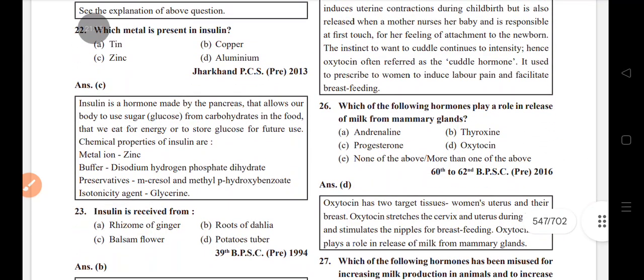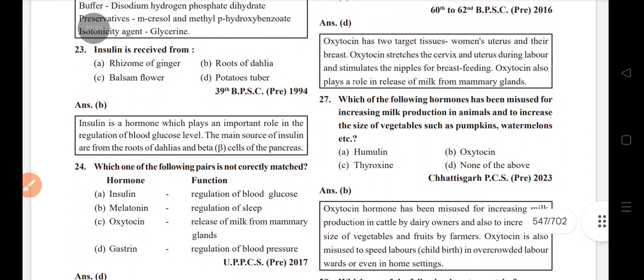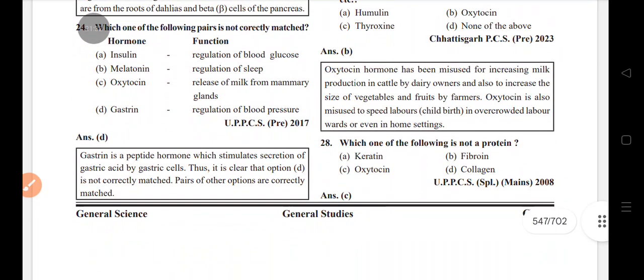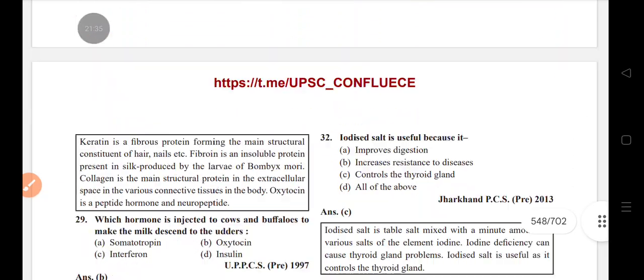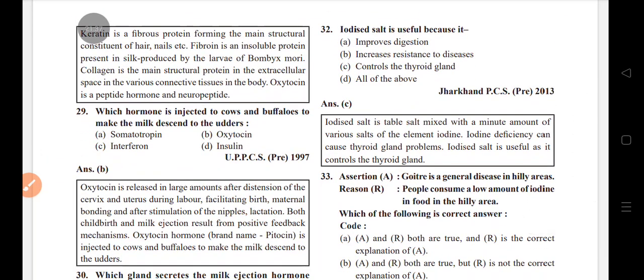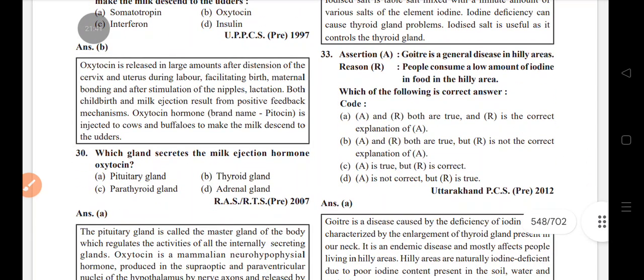Which hormone plays a role in the release of milk from the mammary gland? Oxytocin. Which hormone has been misused for increasing milk production in animals and to increase the size of vegetables such as pumpkin and watermelon? Oxytocin. Not a protein. Which hormone is injected into cows and buffaloes to make milk? Oxytocin. It secretes the milk ejection hormone oxytocin.